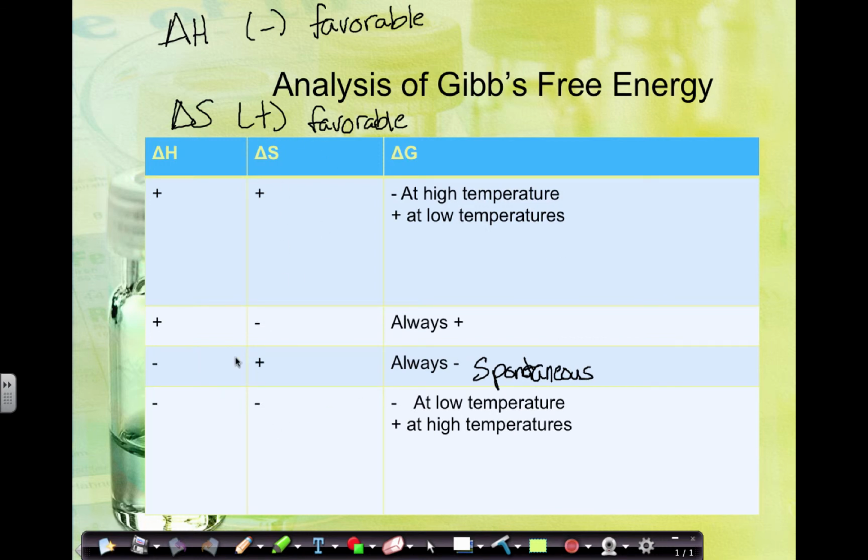So if we look at this scenario right here, well, delta H is positive, which means it's endothermic, which means it requires energy. So that's not usually favorable. And then also entropy is negative, which means I just created more order. Well, if that's the case, then this reaction is not going to be spontaneous because I have two non-favorable items.